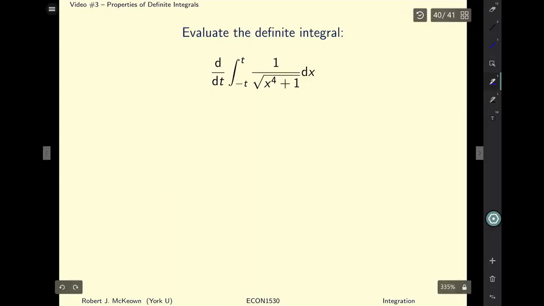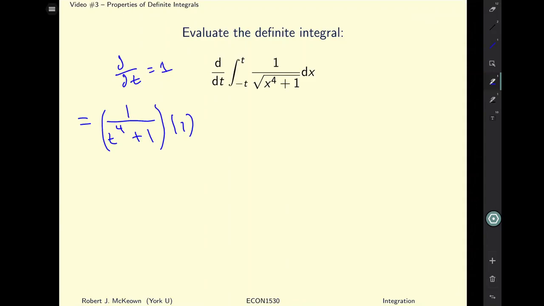So I'm going to write this out as I want to evaluate this function at its upper limit. So I've got 1 over the square root of t to the power of 4 plus 1. The derivative of the upper limit with respect to t is equal to 1. So I could just put a 1 there. If I forgot about it, it wouldn't make a difference. Now I want to subtract off the integrand evaluated at the lower limit.